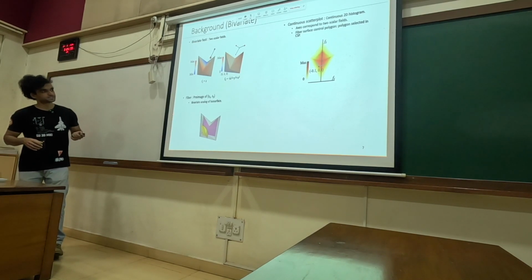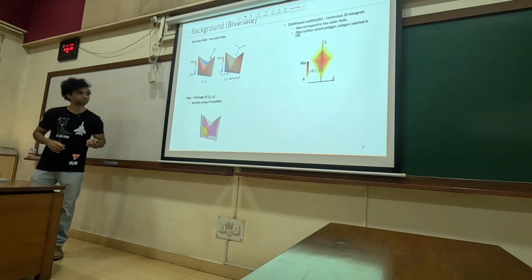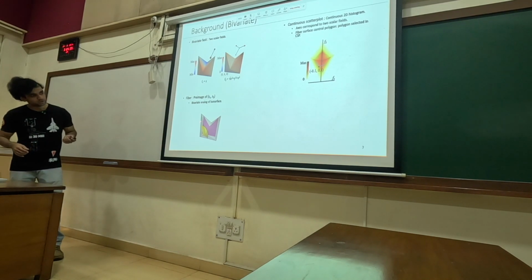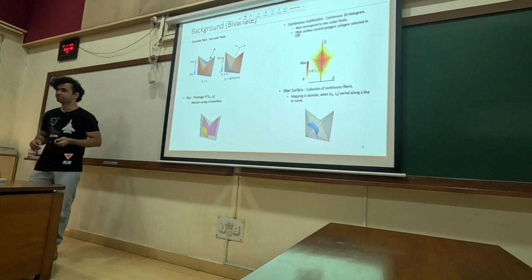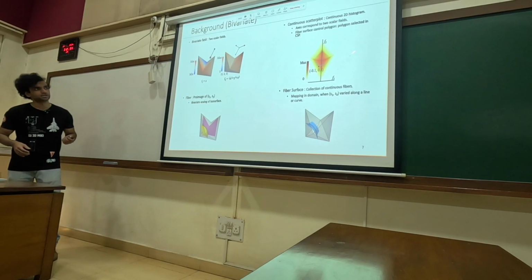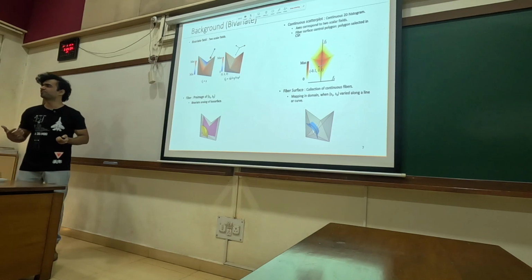A fiber is a bivariate analog of an isosurface. In this particular image, the pink surface is the isosurface corresponding to one field, that is the z-axis, and yellow is the isosurface for the other field. The points where these two isosurfaces intersect is called a fiber, and it represents the set of points where the bivariate field has a constant value. In this particular case, this black fiber corresponds to this black sphere shown in the continuous scatter plot. If we move this black sphere over this control polygon, then we get a collection of fibers and we call it a fiber surface. And this polygon is called the fiber surface control polygon.